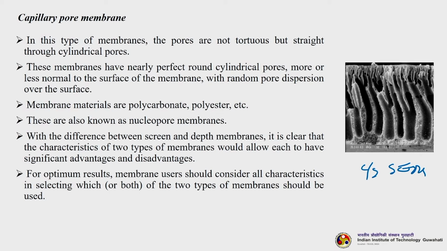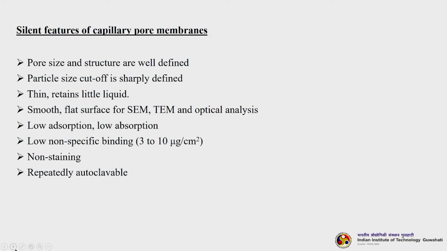With the difference between screen and depth membrane, it is clear that the characteristics of the two types of membranes would allow each to have significant advantages and disadvantages. Now, for optimum results, membrane users should consider all characteristics in selecting which or both of the two types of membranes should be used. So, salient features of the capillary pore membranes are that pore size and structures are very well defined, as you can see, beautiful pores and well defined structure. Particle size cutoff is sharply defined, thin and it retains little liquid, smooth flat surface for SEM, TEM and optical analysis, low adsorption and low absorption, low non-specific binding, 3 to 10 microgram per centimeter square, non-staining and repeatedly autoclavable. Most of the microfiltration membranes are autoclavable.